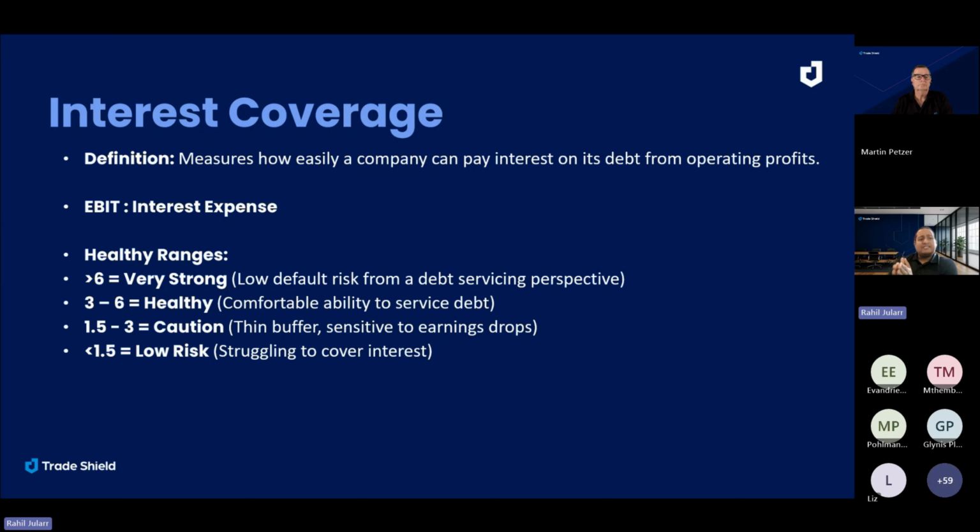And anything above 6 is very strong. What does it mean? Let's take an example. If a company has got 100,000 Rand interest expense in a year, and their earnings before interest and tax is 600,000, well, they can afford to pay that interest expense 6 times over. So that's very strong. There's a low default risk from a debt servicing perspective.